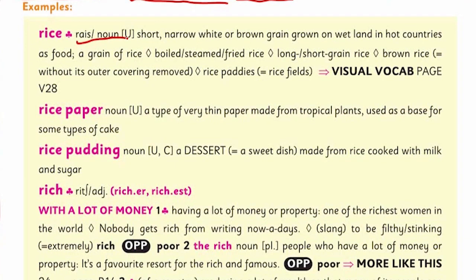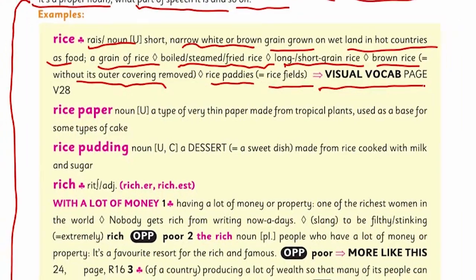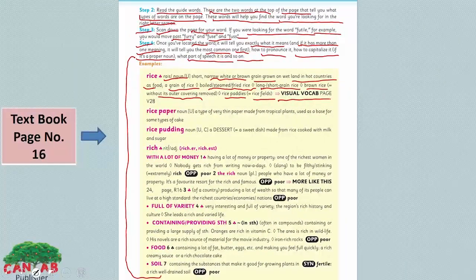Rice. Rice is a noun. Short, narrow, white or brown grain grown on wet land in hot countries as food. A grain of rice, boiled, steamed, fried rice. Long grain, short grain rice, brown rice with its outer covering not removed. Rice paddies, rice field is in the visual vocabulary, page 28. So we have other examples too here. I want you to read them.